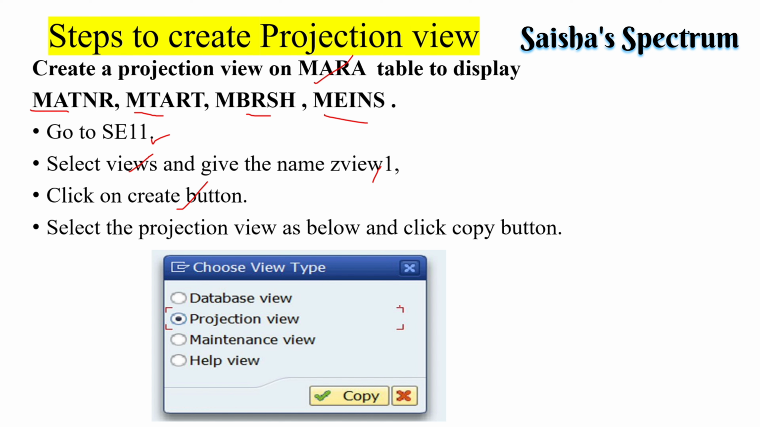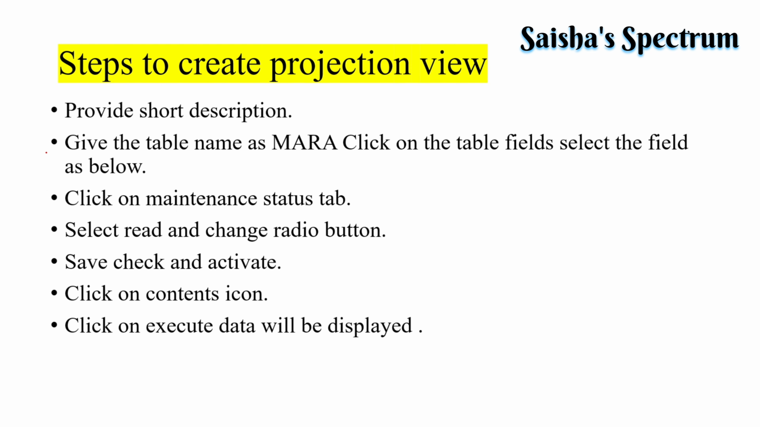Then we will get this type of screen which will ask us to choose a view type. So we are creating a projection view. Click on the projection view and copy. Click on the copy button. Then thereafter provide a short description, give the table name and provide all the fields of that table. Then click on the maintenance status tab and select the read and change radio button, and then save, check and activate the table. Click on the content icon, provide the content and execute the data.